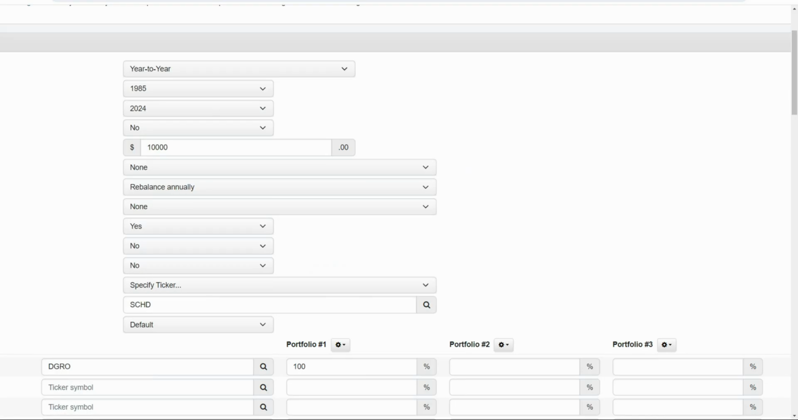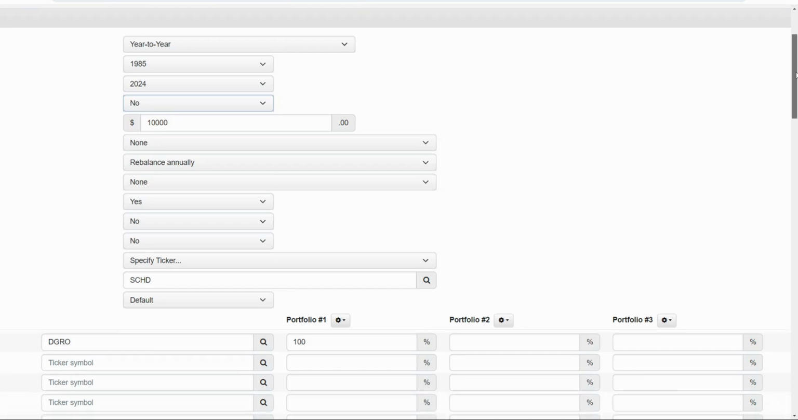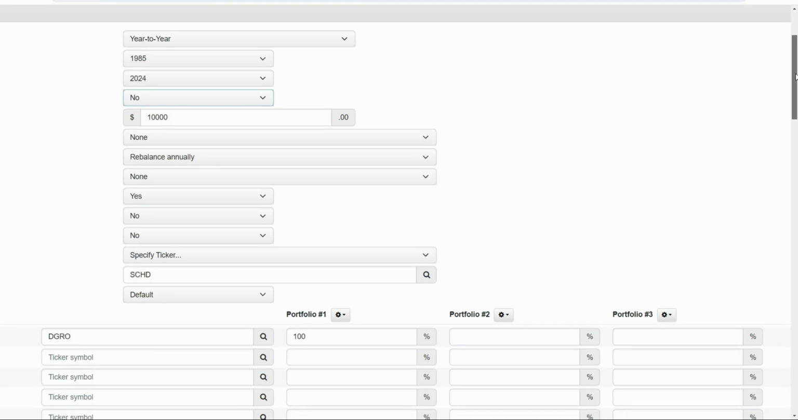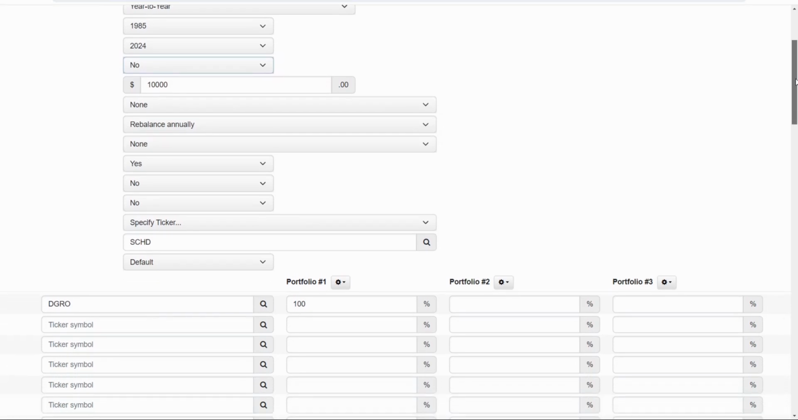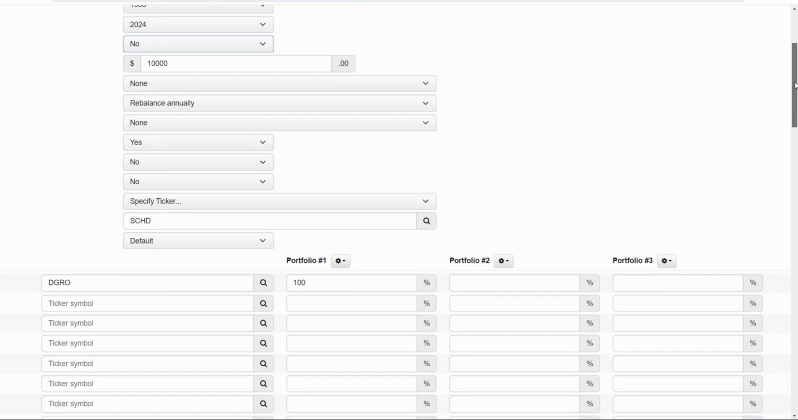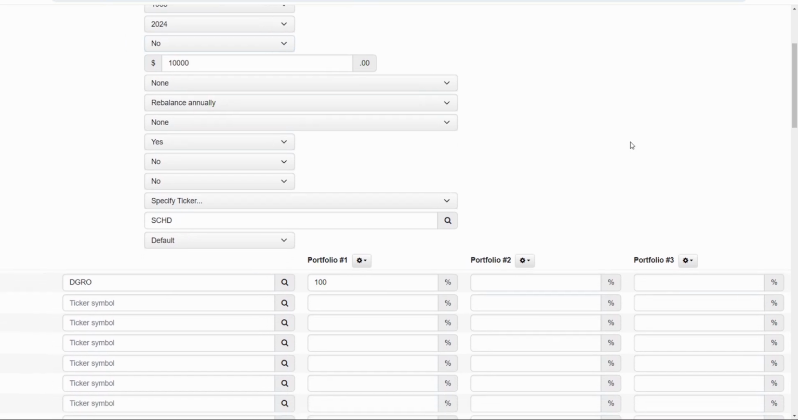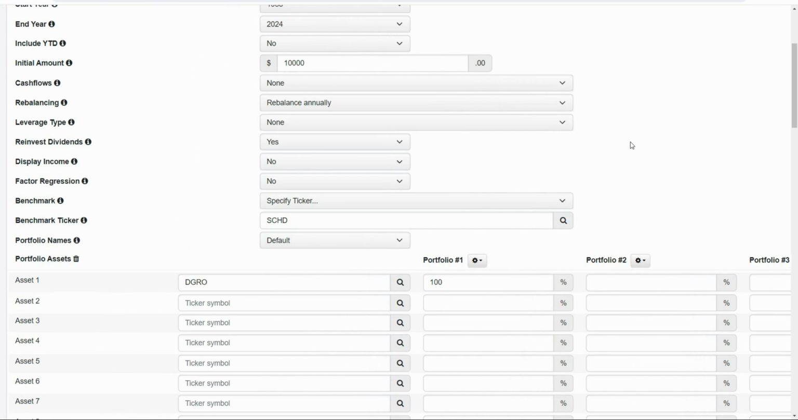Now, the history for DGRO is somewhat limited, so it isn't going to go back that far, but we are going to compare how these ETFs performed against each other over the past 10 years or so. And what I did was I invested $10,000. I did not contribute anything into it. And I also reinvested those dividends, of course, because that is how you compound your money. And I just compared the two.